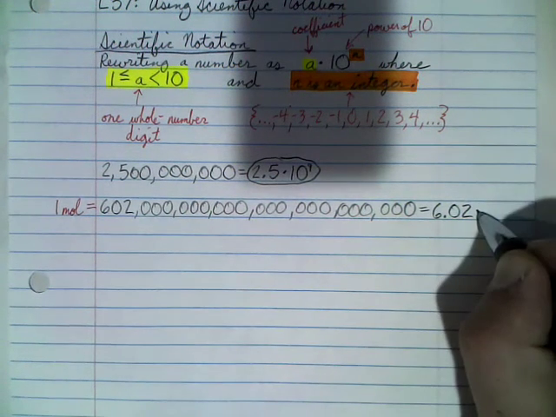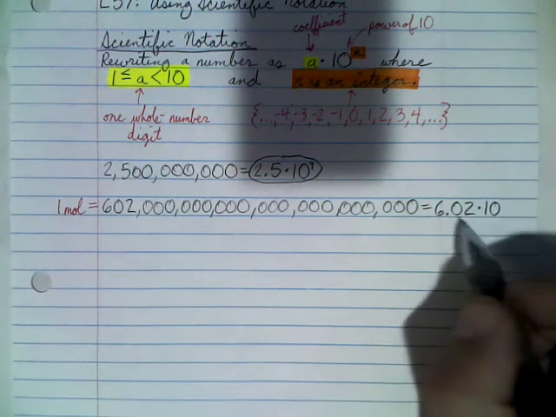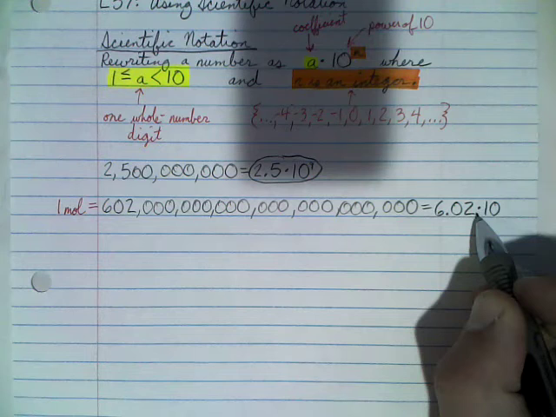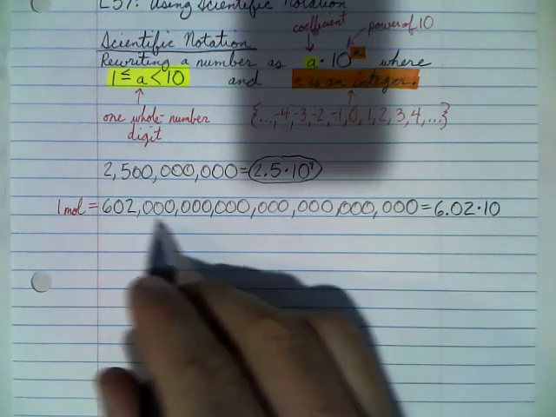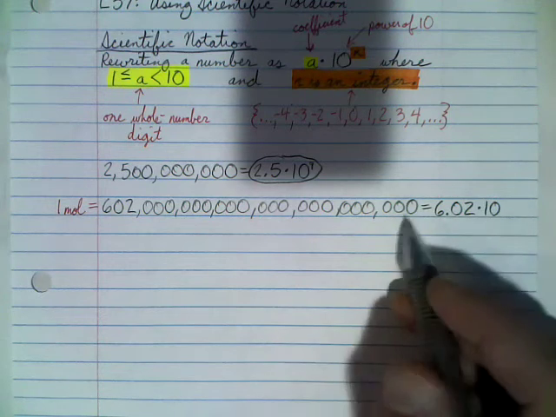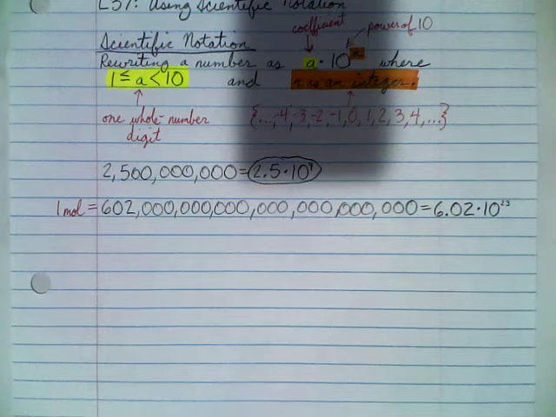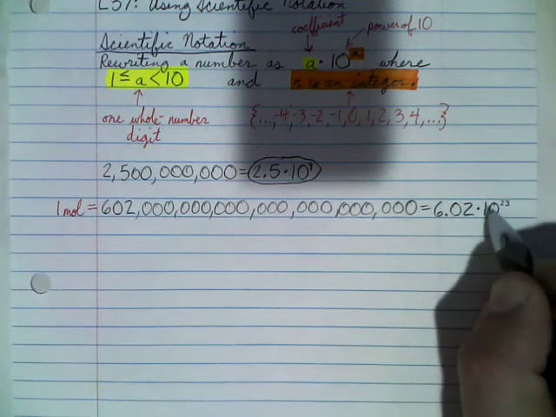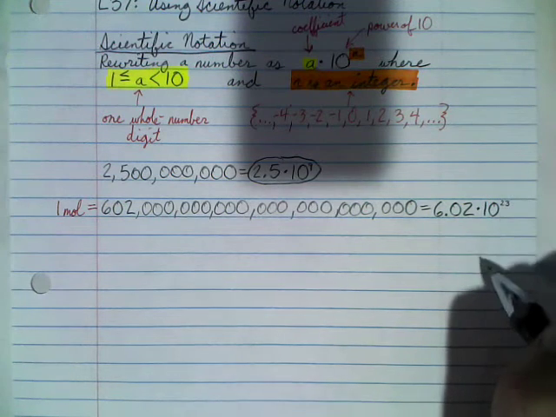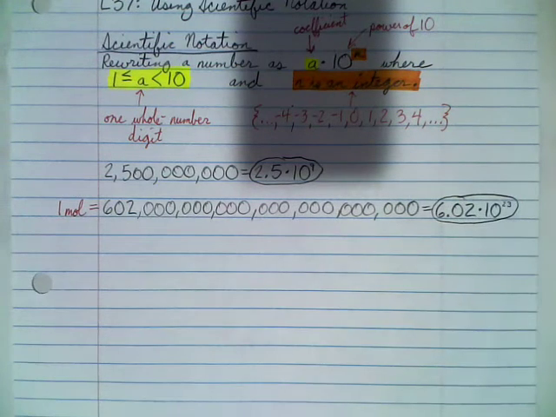Now, times 10, and what power would we need here? Well, we would need 2 places to get to the end of the 2, followed by 21 places for all my zeros. So 2 and then 21 more makes 23. So 1 mole is 6.02 times 10 to the 23rd power. And this is why sometimes October 23rd is called Mole Day. 10 to the 23rd power, October 23rd.